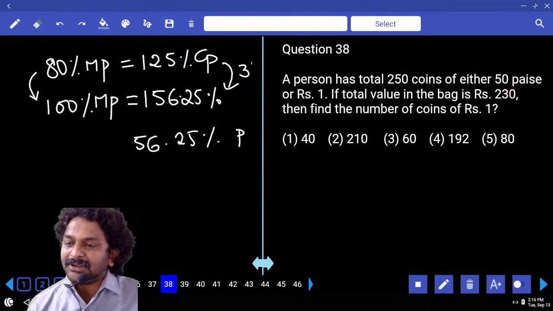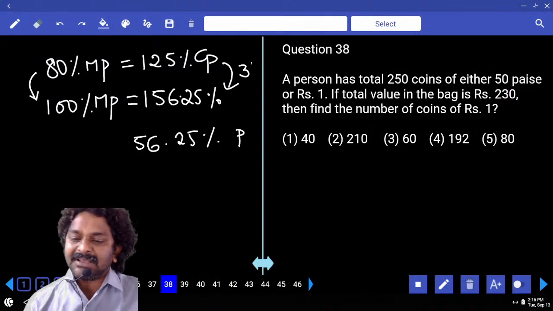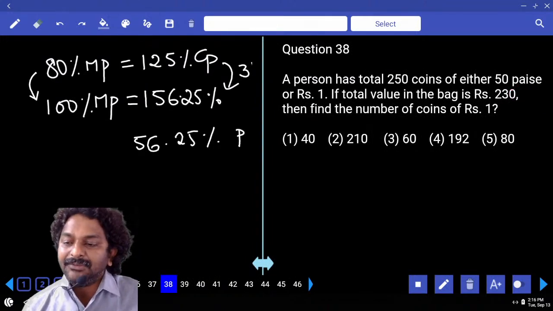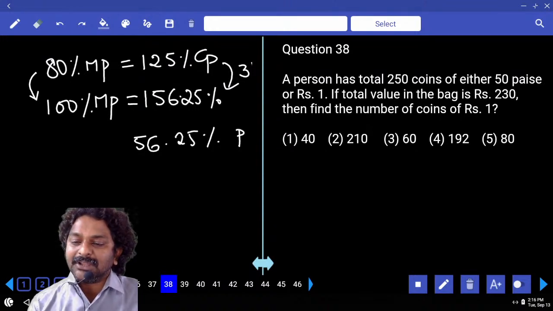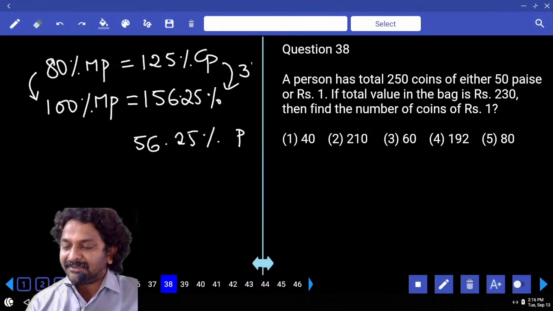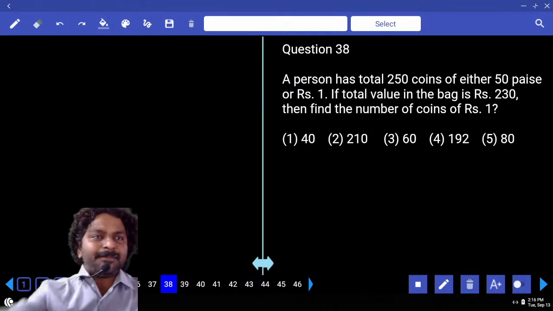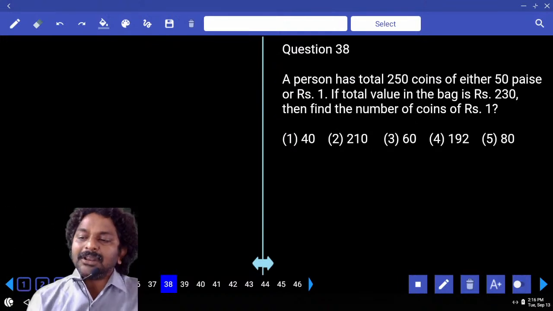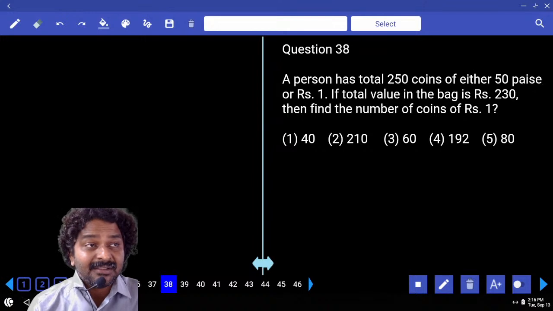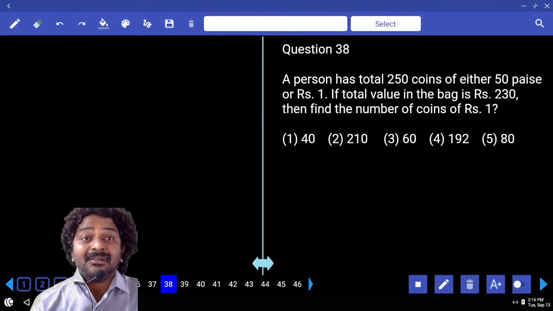A person has total 250 coins of either 50 paisa or 1 rupee. If total value in the bag is 230, find the number of coins of 1 rupee. Right. Multiple ways are there. Total how many coins are there? And what is your question about?